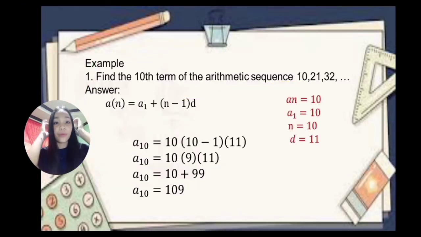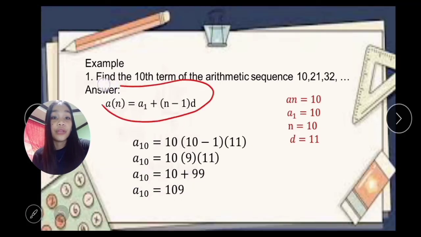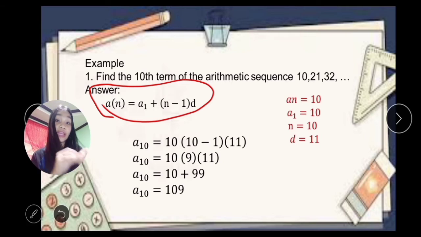Okay, our first example: find the 10th term of the arithmetic sequence 10, 21, 32, and so on. Hinahanap natin yung 10th term. So we have our formula. Ang una natin gawin, hahanapin natin ang an natin, which is our nth term. Our nth term sa ating given na question is 10. So we have our 10 here.